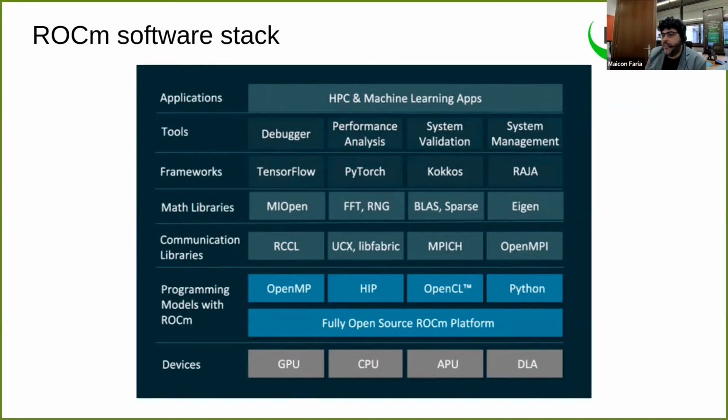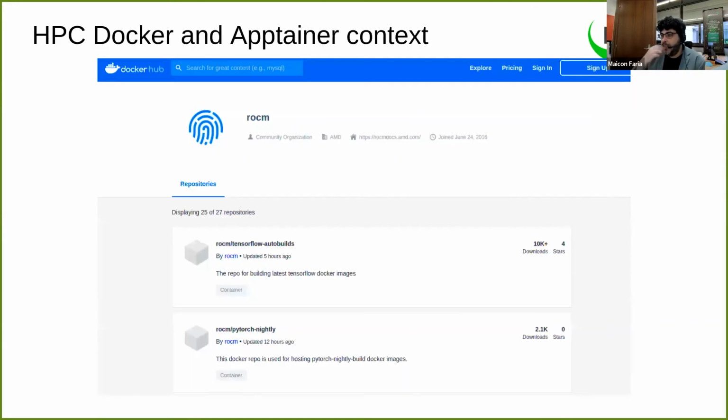Math libraries, I already commented on that. For communication libraries, they are using UCX and libfabric. They have support for OpenMPI and the programming models that I commented on previously. They have Python, which has a lot of support for ROCm. Well, that's the general picture presented by AMD.